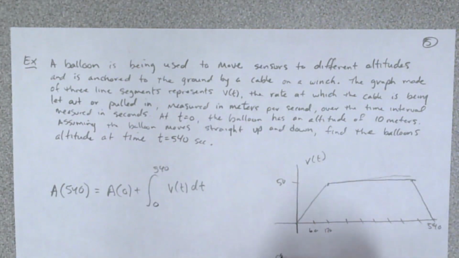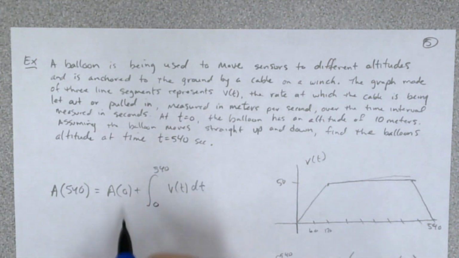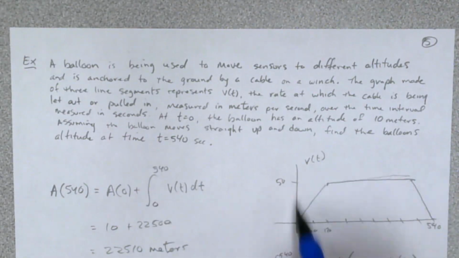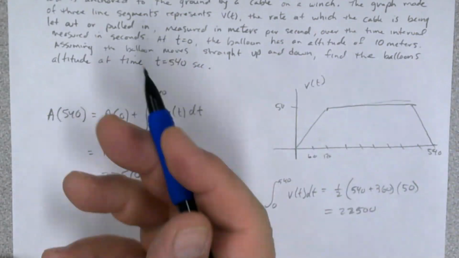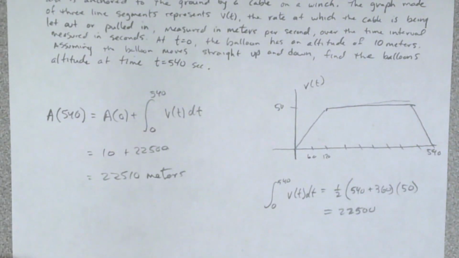So the integral from 0 to 540 of v of t dt is 1/2 times the sum of the bases times the height, which is 22,500. And so then the altitude is going to be 10 plus 22,500, which is 22,510 meters. So this one is designed to show you that I can find these things by a Riemann sum, or I can find it by geometric areas, or I can do it by integration. All different types of ways to do this problem, so be prepared for any one of them.